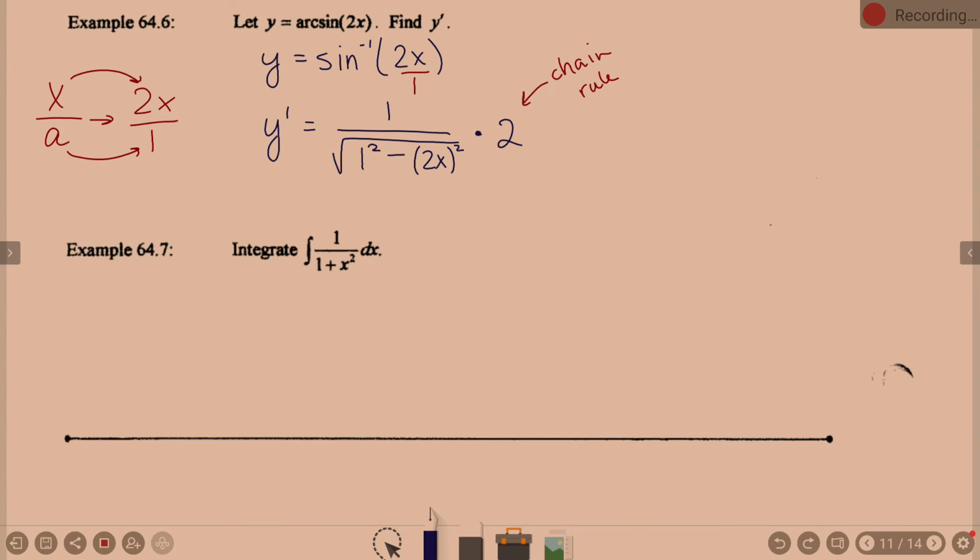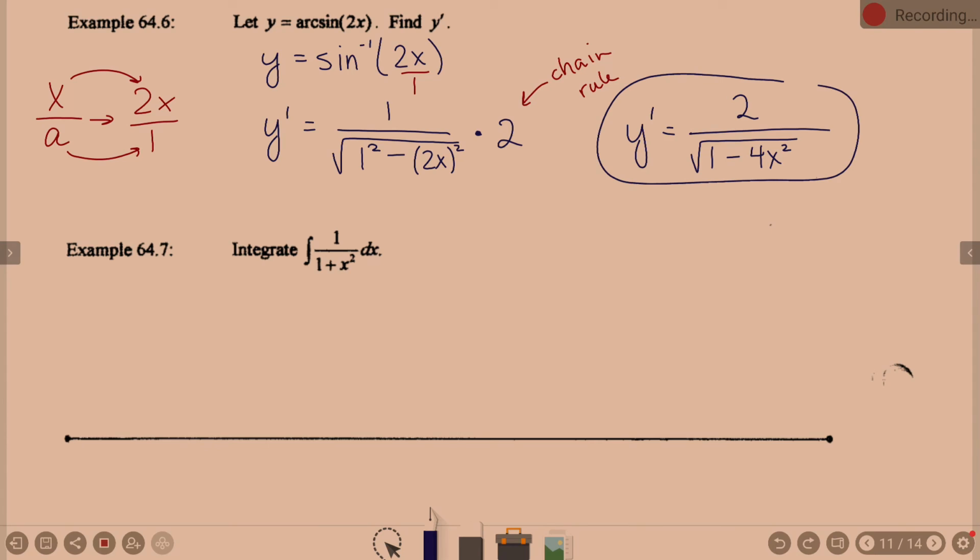I'm going to put this over here. Okay, clean it up. That 2 can multiply and go on top. 1 times 2 is 2. Under your square root, do some cleanup. 1 squared is 1 minus 2x quantity squared is going to be 4x squared. And that would be how you'd likely read it.